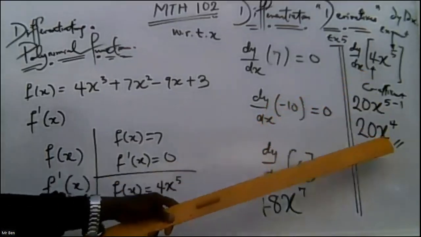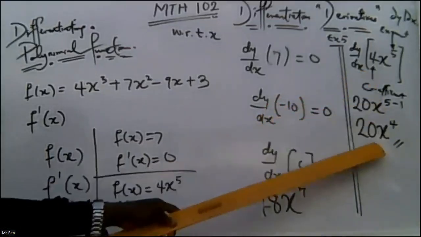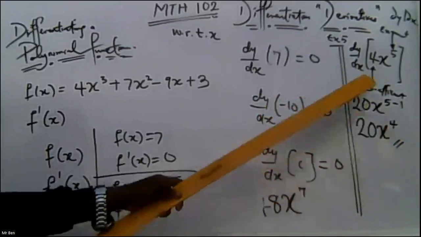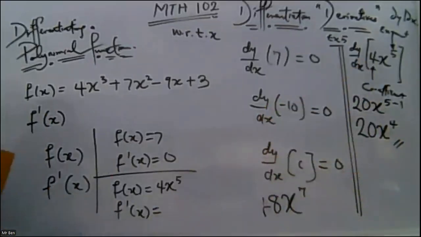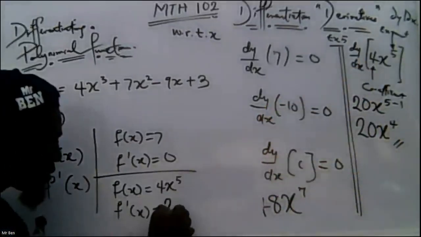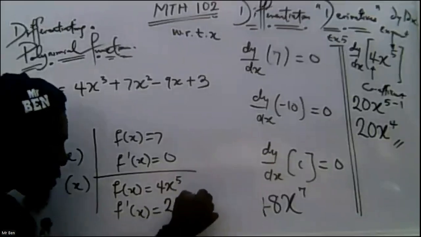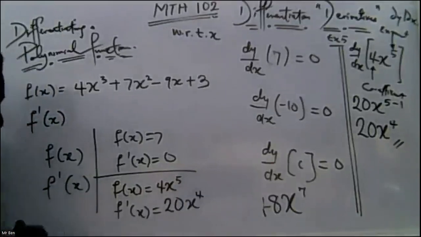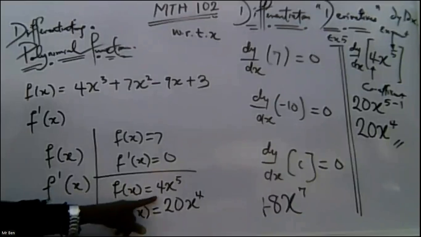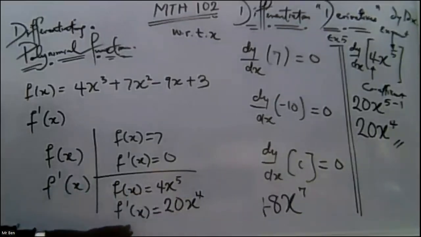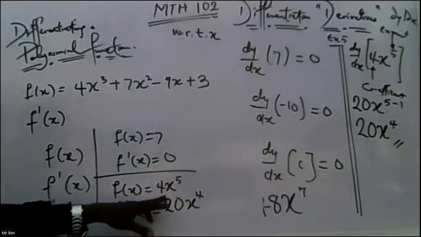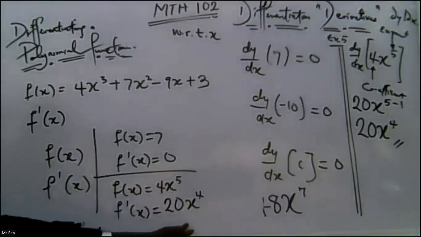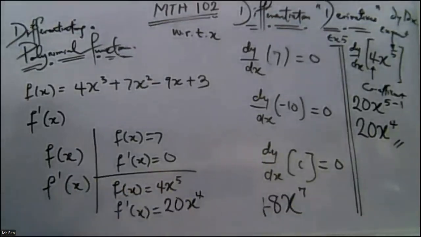When we differentiate, 5 times 4 is 20, so the answer is 20x raised to power 4. Yes, 20x raised to power 4. So that is it. The function is 4x raised to power 5, and the derivative that we have obtained for this function is 20x raised to power 4.